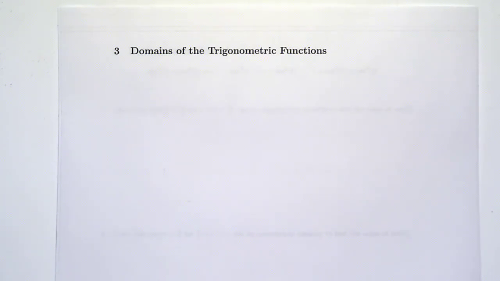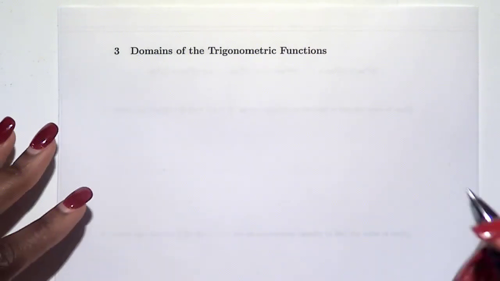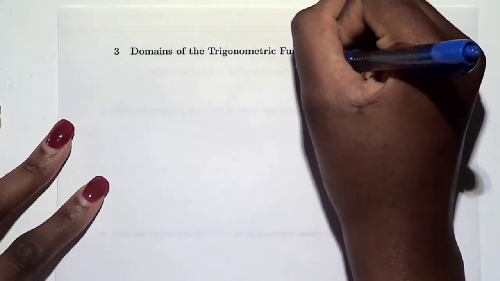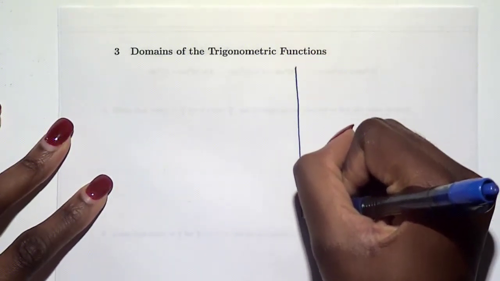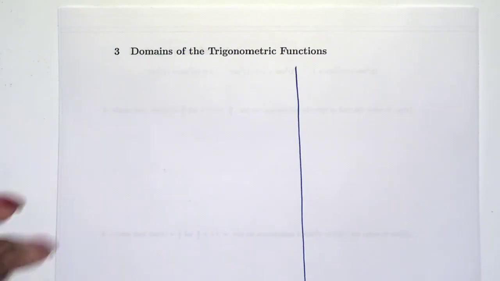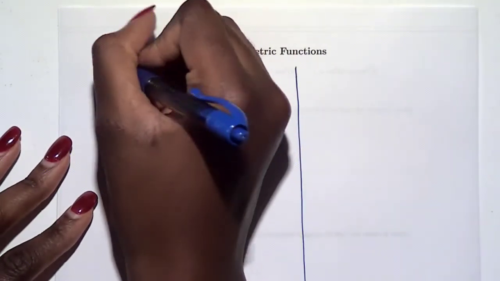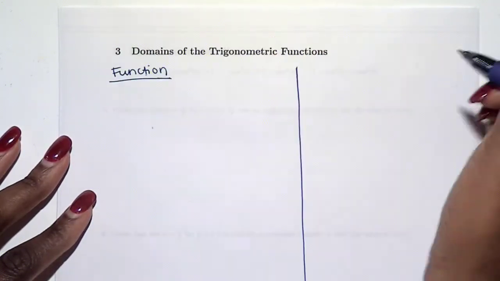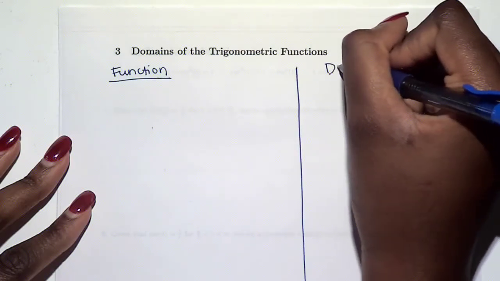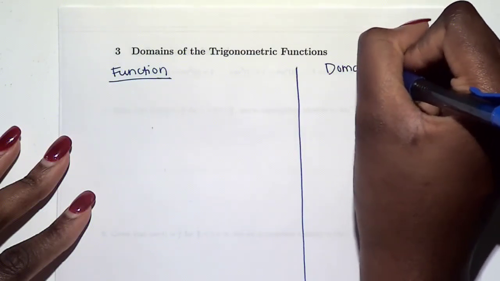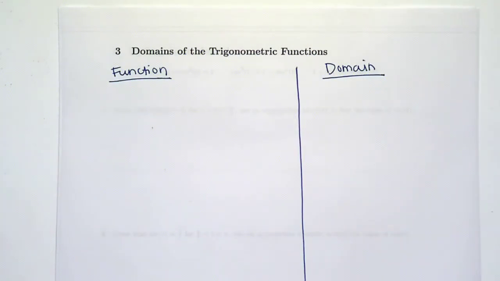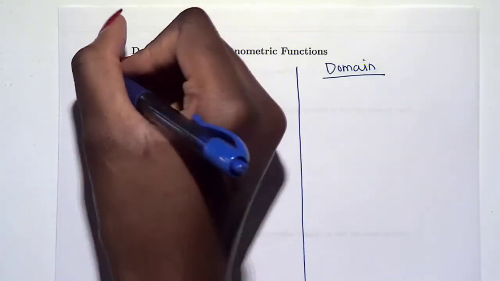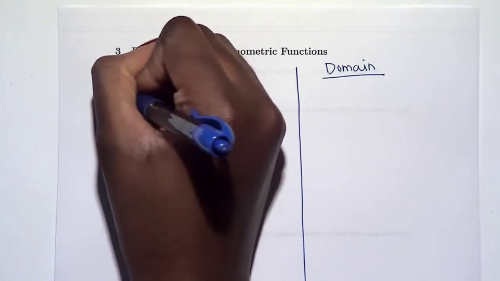Okay, so let's start with sine and cosine. We're going to talk about those together. And I think I should split this into like 2/3 and 1/3 so we have all the space. On this side, we're going to talk about the function, and on this side, we're going to talk about the domain of that function. Okay, so let's start with sine of t.